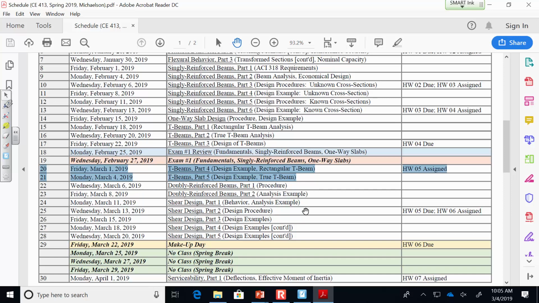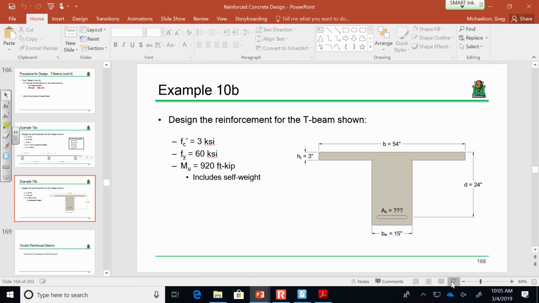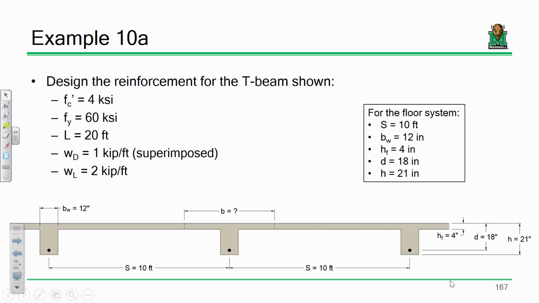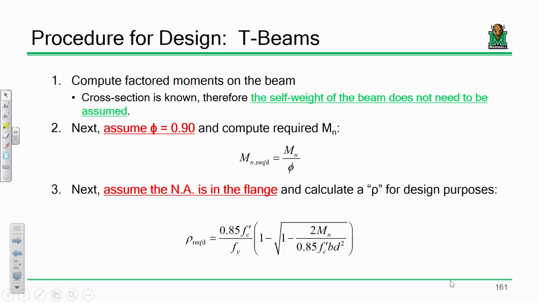Sound good? Okay, with that, let me jump right into it so we can get rocking and rolling. Let me jump back a few slides. So we're on T-beam design mode, and we've already been through one example. Hopefully you're finding this process pretty straightforward. It can be a little more intense because the problem's bigger, and you have to determine whether it's a rectangular T-beam or a true T-beam.